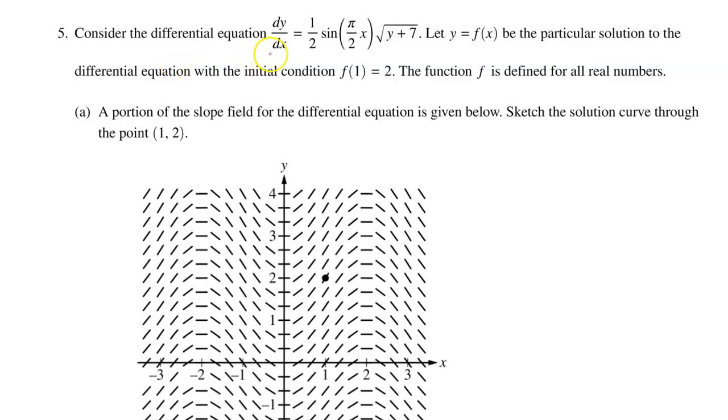Consider the differential equation dy/dx equals 1/2 sine of pi over 2 x times the square root of y plus 7. Let y equals f of x be the particular solution to the differential equation with the initial condition f at 1 equals 2. The function f is defined for all real numbers.